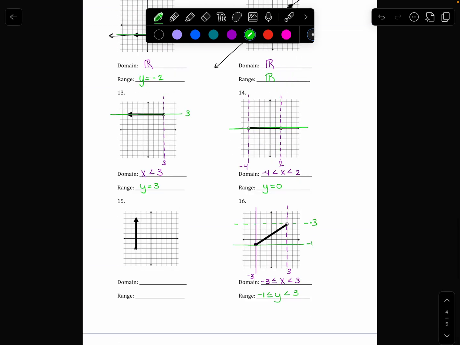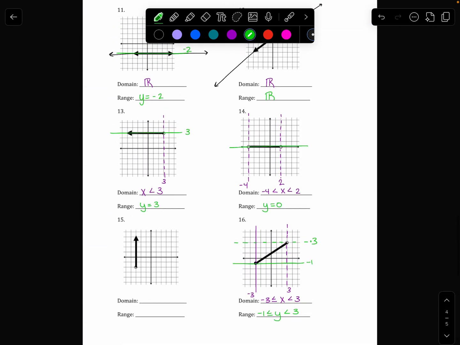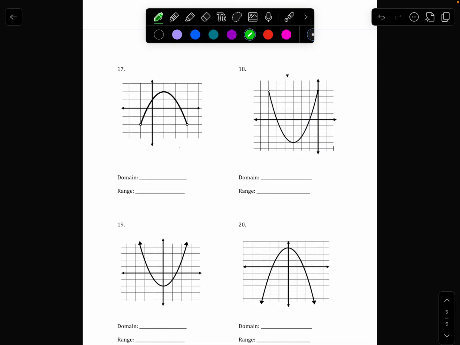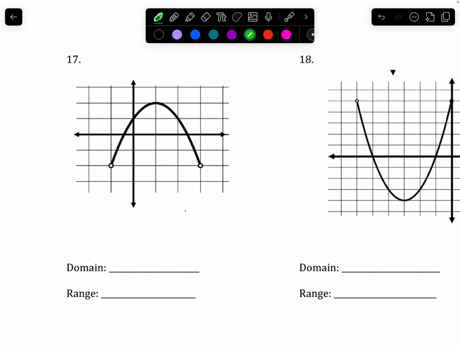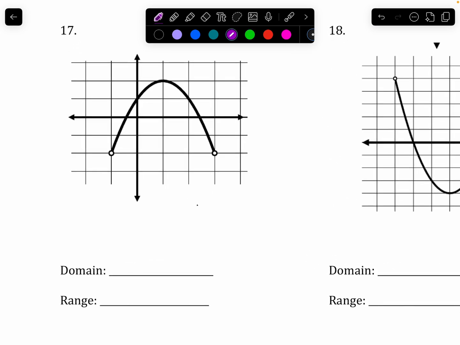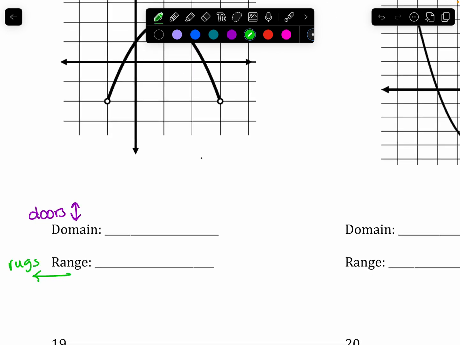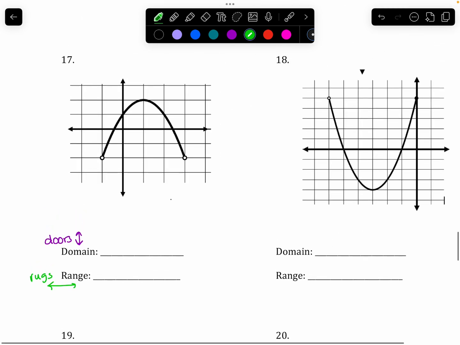Okay, now, things are going to get funky when we start moving down to other types of graphs, okay? Here we have a bunch of linear graphs. These are all linear. We've done a bunch of linear stuff. Now we're going to look at a graph that isn't linear. It's okay if it's not linear, okay? We're still going to do the same thing that we've been doing. So as a reminder, domain are our doors. It is our up and down, our vertical values. Our range are our rugs, which are our horizontal values. So I'm going to do the same thing here that I've been doing for my linear graphs, okay?